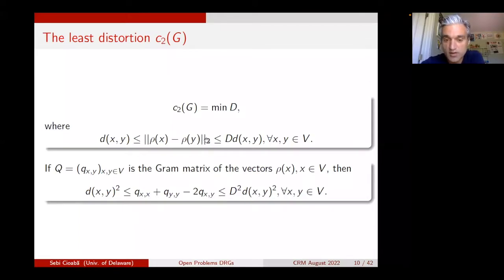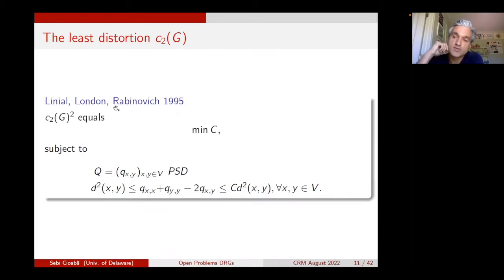If you square all the terms, you get that. The left hand side and the right hand side are clear, and it's a bit of work, but it's not too hard to see what happens in the middle, and you get this expression which involves this positive semi-definite matrix Q. And now this was used by Linial, London, and Rabinovich, who in '95 proved that this parameter c2 of G, the square of it, equals the minimum C.